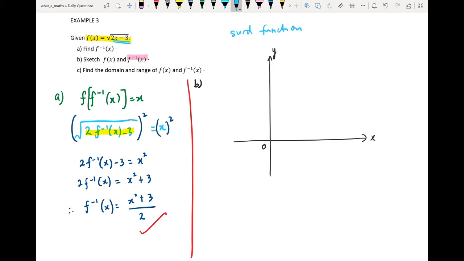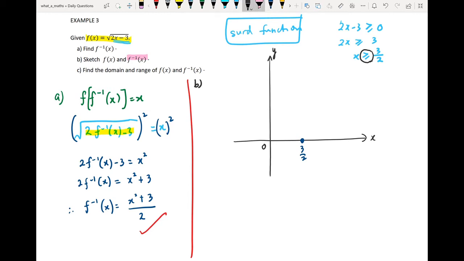So now to draw surd, the number inside the surd here must be positive and it also can be 0. So I can have 2x minus 3 to be greater than or equals to 0. Okay, this is surd function. So here I have 2x greater than or equals to 3. x is greater than or equals to 3 over 2. So this means that my graph will start at 3 over 2. So this means that my graph will be towards the right hand side because my x is greater than or equals to 3 over 2.